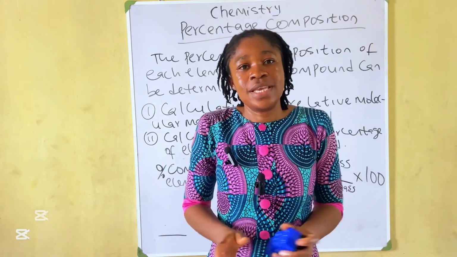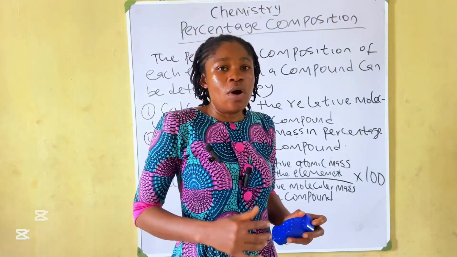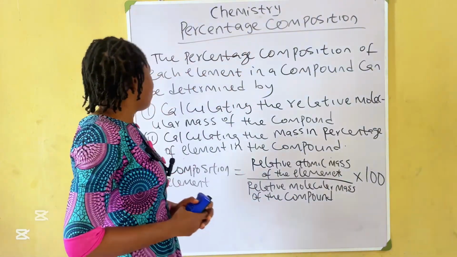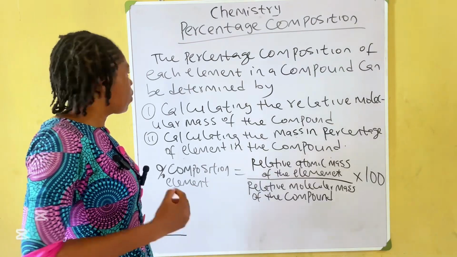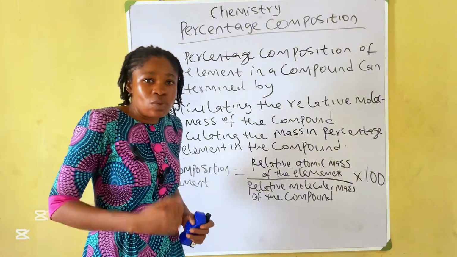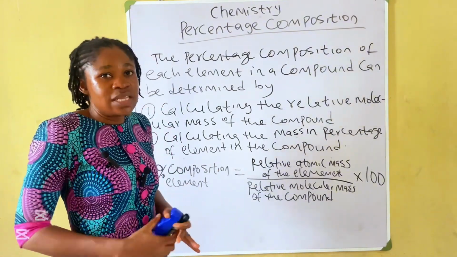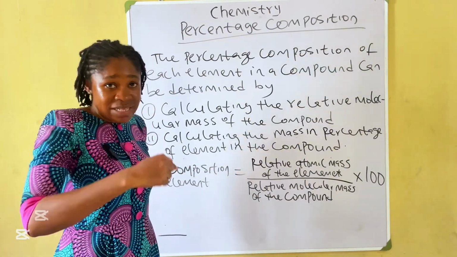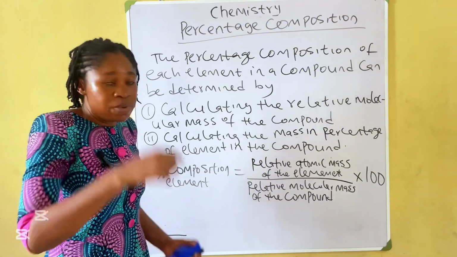On today's topic, we'll be learning how to calculate the percentage composition of each element that's present in a compound. Okay, let's look at what we have today. The percentage composition of each element in a compound can be determined by, first of all, calculating the relative molecular mass of the compound that's given to you. Then the next step is what? You calculate the mass in percentage of the element you are asked to find. And at the end, your answer will be in what? In percent.